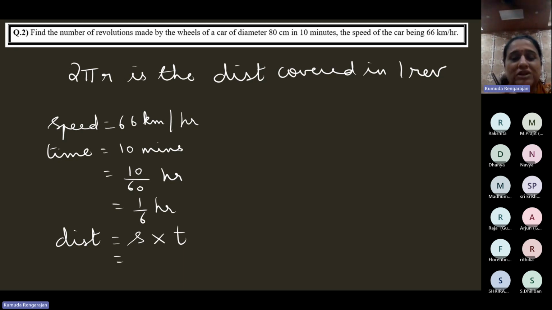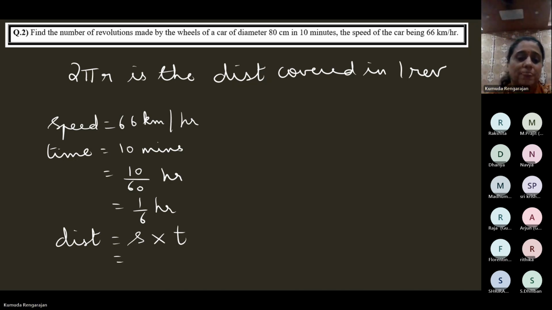So the answer you get for distance, the unit will be kilometers, not centimeter. The diameter is 80 centimeters, so don't think the distance will be in centimeters. No. How are you finding the distance? Using speed and time. In speed, what is the unit we have for distance?